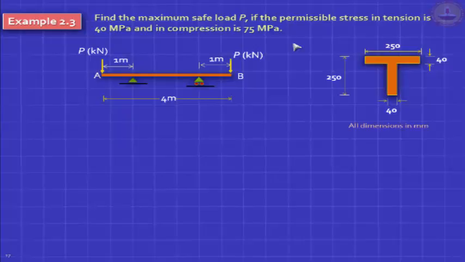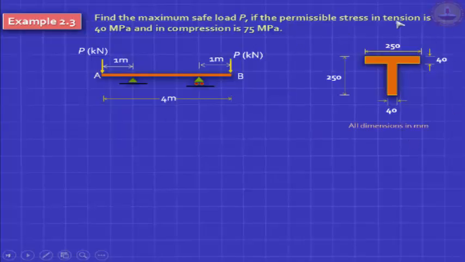Find the maximum safe load P if the permissible stress in tension is 40 MPa and in compression is 75 MPa. So I got a material whose allowable stress in compression and tension are different. I want to use this material fully. I am applying the load P. What is the safe value of P I can apply? Very practical question. The cross section is given here.